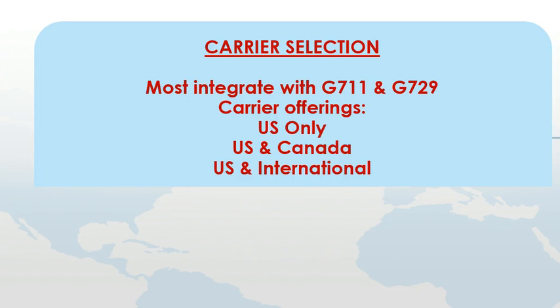The last component to look at is carrier selection. Many carriers will offer service on both G711 and G729, but there are some SIP carriers that provide service only on G711, but that is quickly changing. Pretty soon everybody will be offering both. So also the other important item to look at is where they can provide dialer service to, either the US, Canada, or other destinations as well.